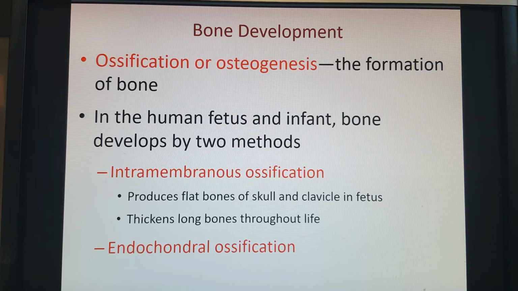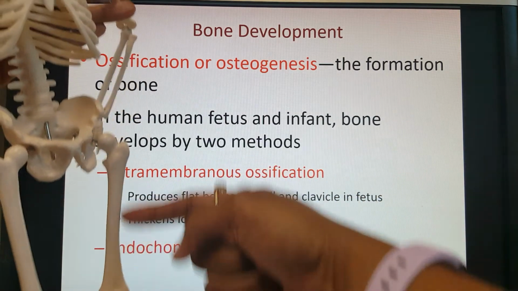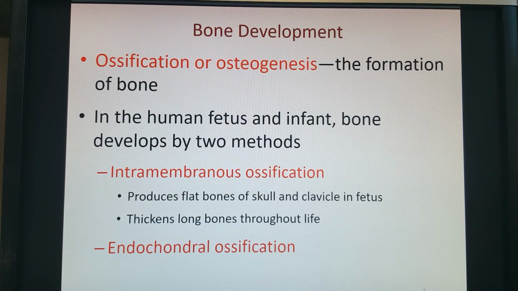Extra layers can also form to thicken bone so that you can handle more weight as you grow. Endochondral ossification is the other type, and that's for the lengthening of your long bones.